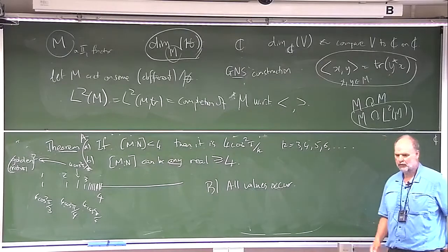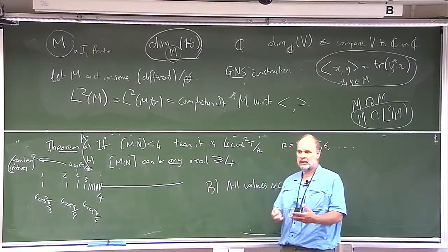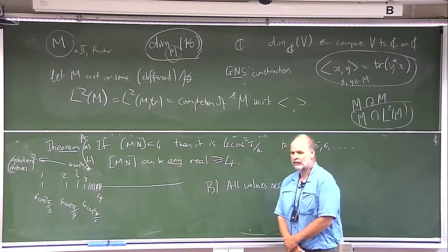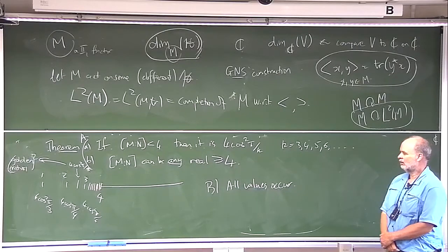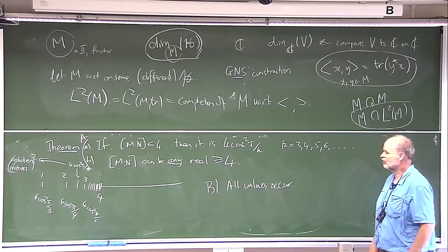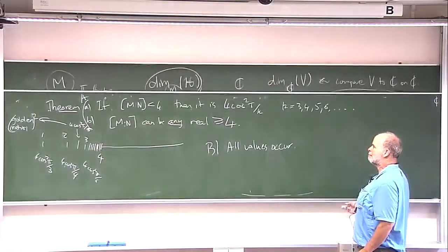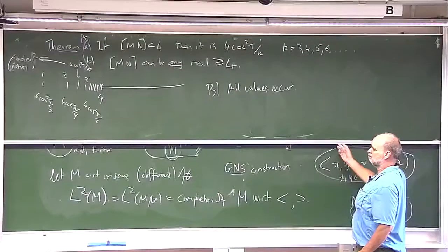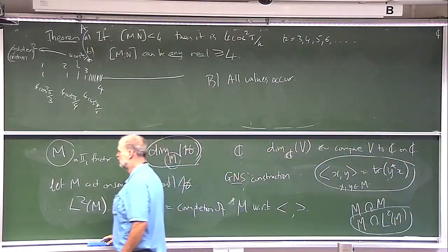Right. So for any real number greater than 4, or for any one of these numbers, 4 cos squared pi over n, I can actually construct a subfactor having that value as its index. So this used to be a pretty surprising result, and I suppose it still is, really, if you haven't seen it before. I think I've done all the ingredients.